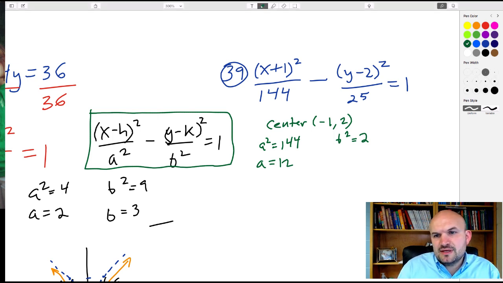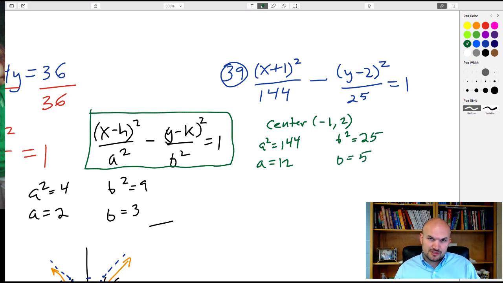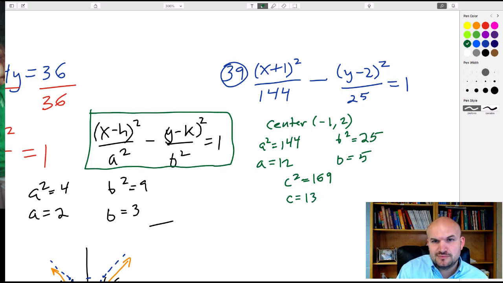b squared is going to equal 25, so therefore b is equal to 5. And then remember the relationship of a, b, and c. a squared plus b squared equals c squared. So when I add 144 plus 25, I get 169. So I can say c squared is equal to 169. And if I remember correctly, the square root of 169, which we don't use that often, is going to be 13. All right.